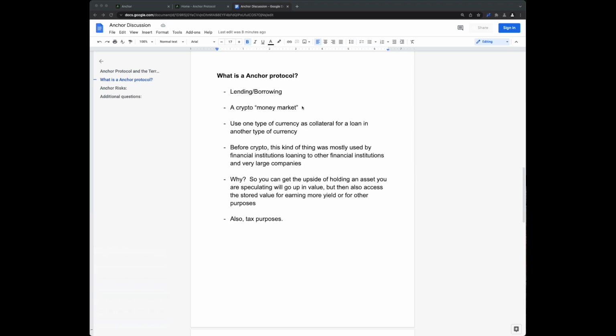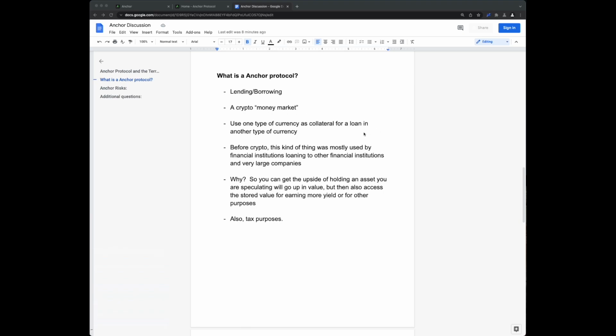Now, most people don't really know the term money market except in reference to a money market savings account that you can open with a bank. This is not the same thing as that. A money market in the real world is basically something that's only available to banks or financial institutions, where they can lend or borrow from each other, and maybe also very large companies too.